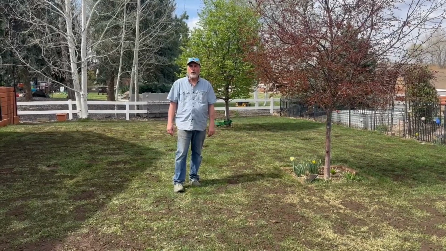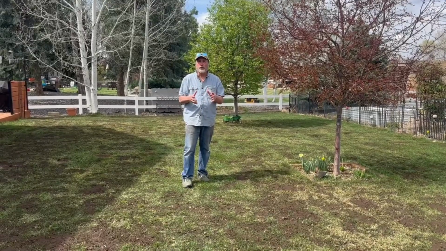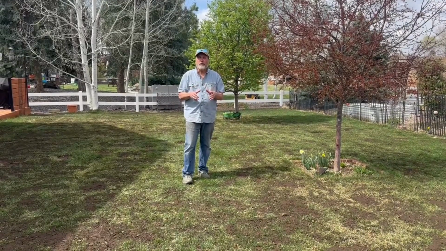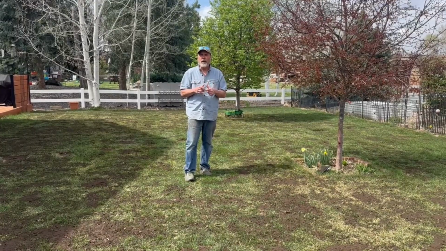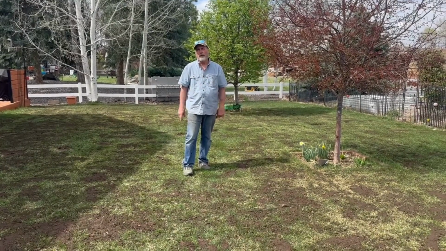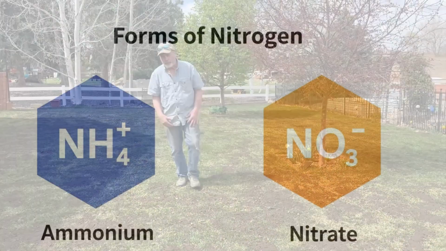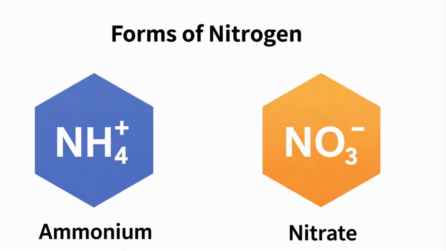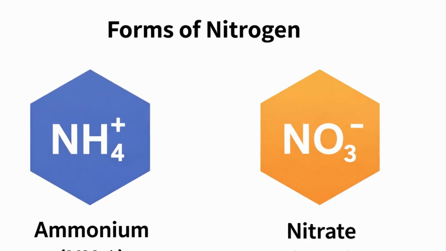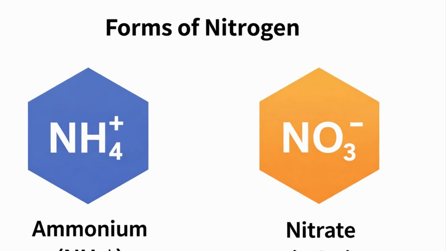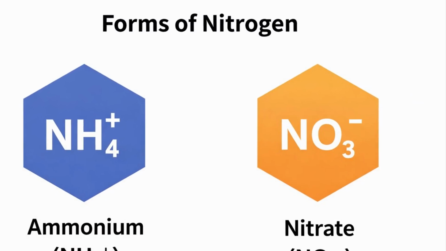Last video, we looked at root exudates and how they attract microbes to get the nutrients and the environment that they want. This video, let's look at how those microbes convert that nitrogen to a plant available form. So again, let's go below the surface and take a look. There are two main forms of nitrogen that are plant available, and they are NO3, which is nitrate, and NH4, which is ammonium.